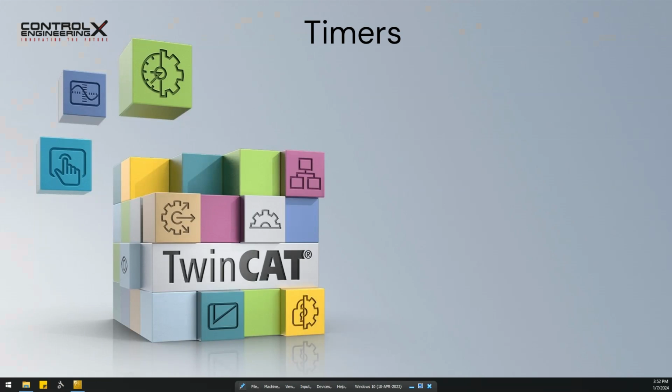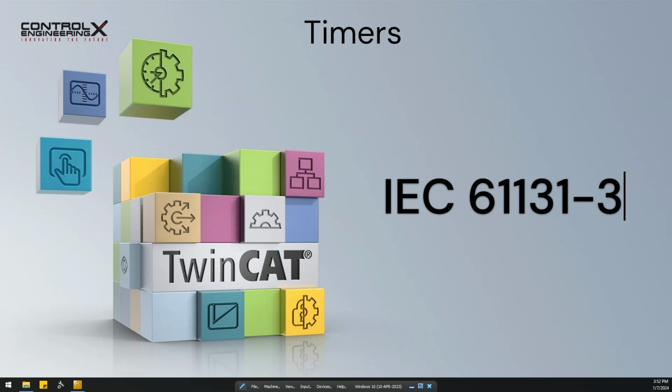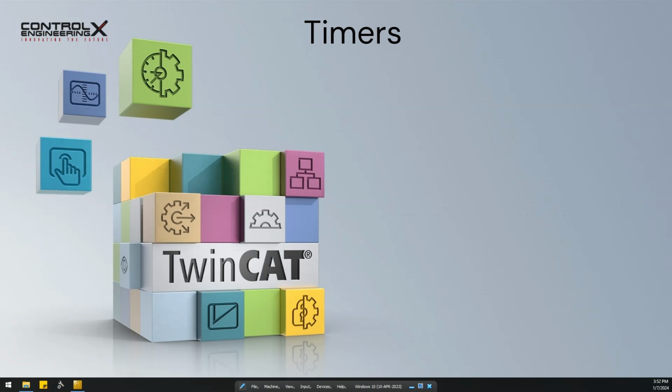Timers are widely used in PLCs in automation tasks to delay signals. They are defined in the official standard for PLC programming languages, IEC 61131-3. In this video, we will see what the different types of timers are and how to implement them in TwinCAT.